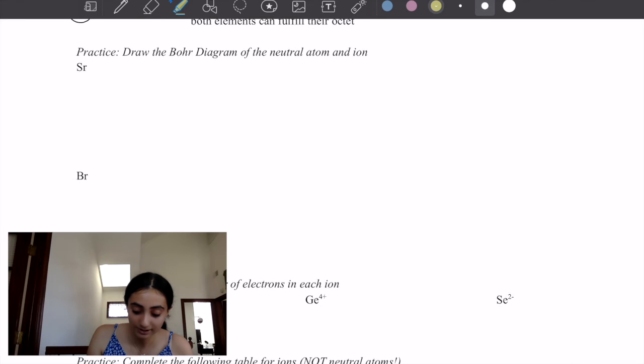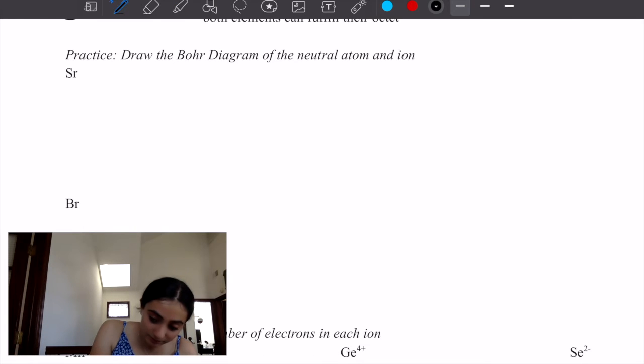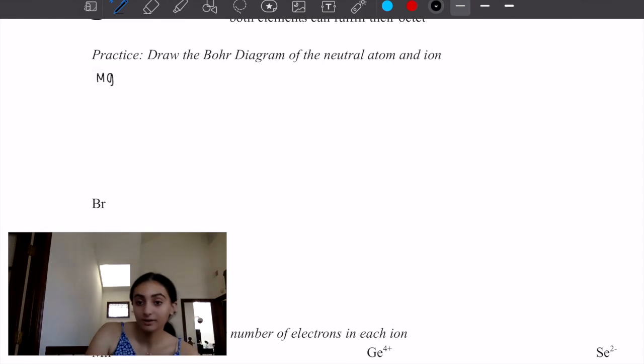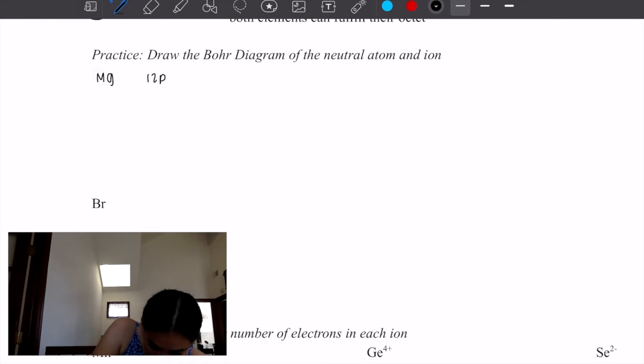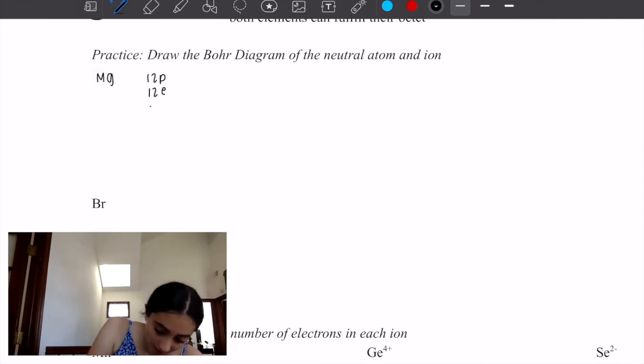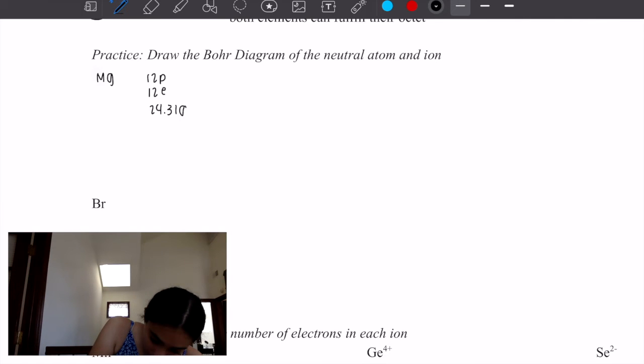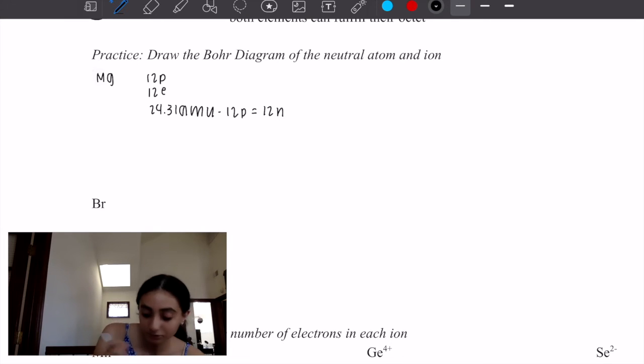So I'm going to now show you how to draw the Bohr diagram for the neutral atom and the ion so you can see what happens when they gain or lose electrons. I'm going to only do the short version from now on. Okay, so we are going to start by doing an example with magnesium. Magnesium has 2 valence electrons and a +2 charge. So let's first start by drawing the neutral Bohr diagram. So we have 12 protons, 12 electrons, and then if we do the neutrons, we have 24.31 minus 12 protons equals 12 neutrons.